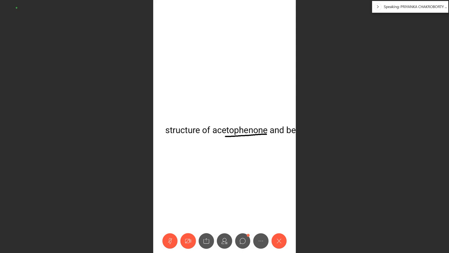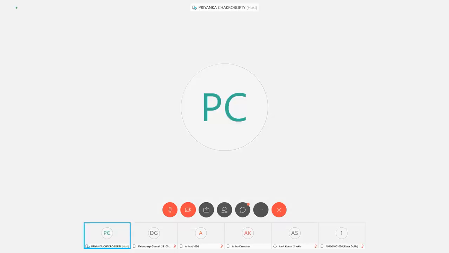So in case of acetophenone, we get PhCOCH3. The structure of acetophenone is PhCOCH3. And benzophenone is C6H5COC6H5.